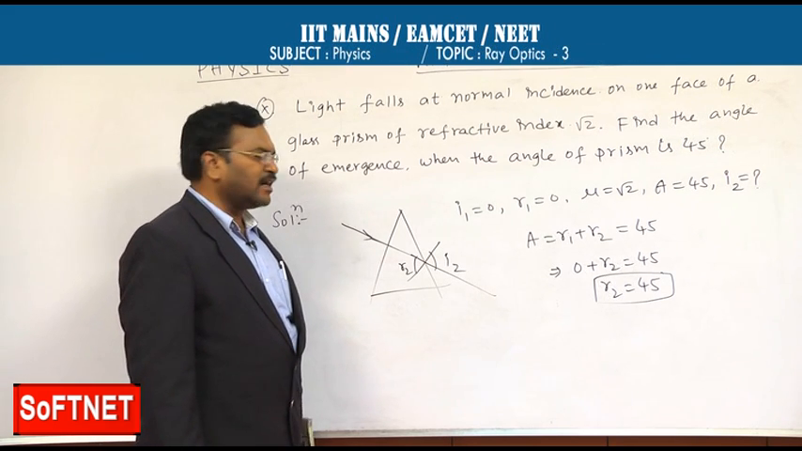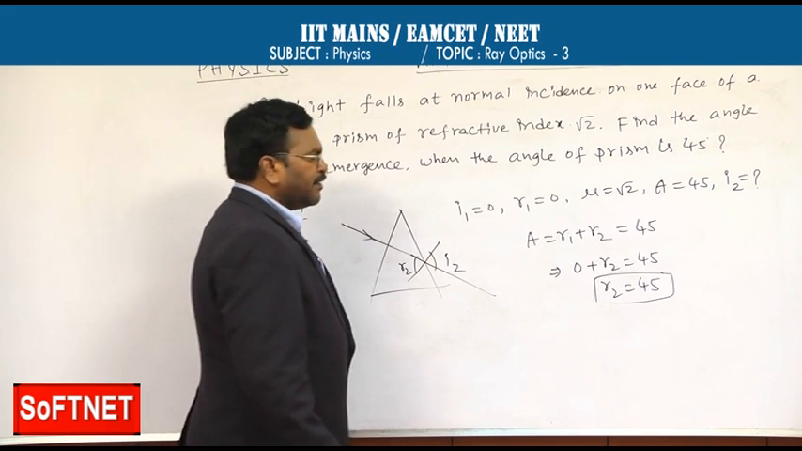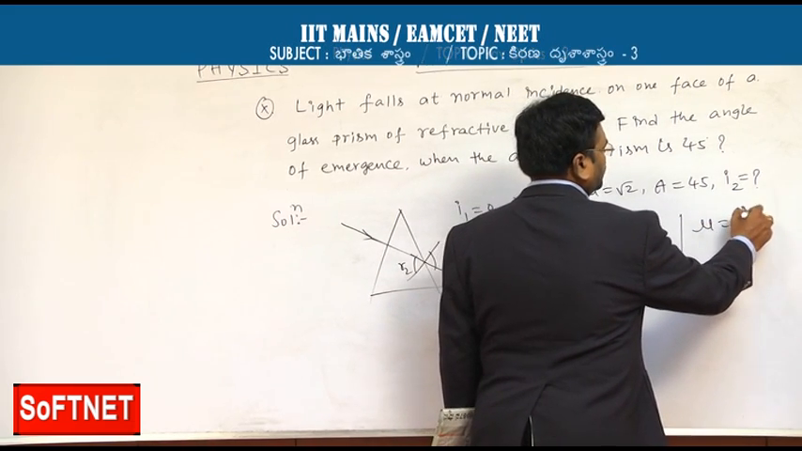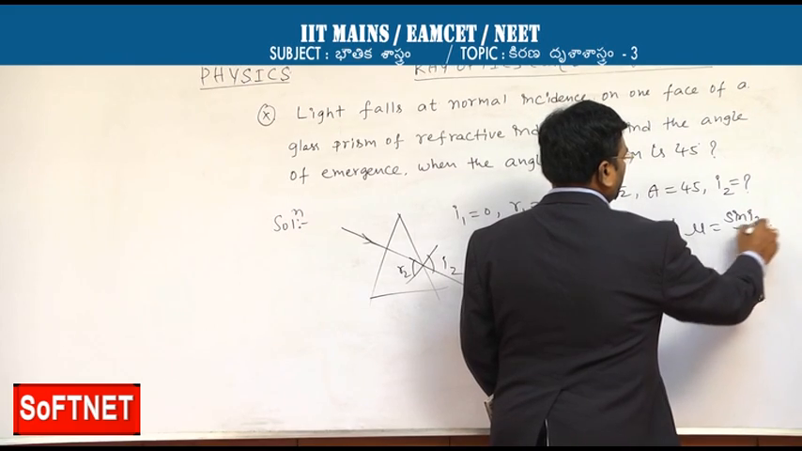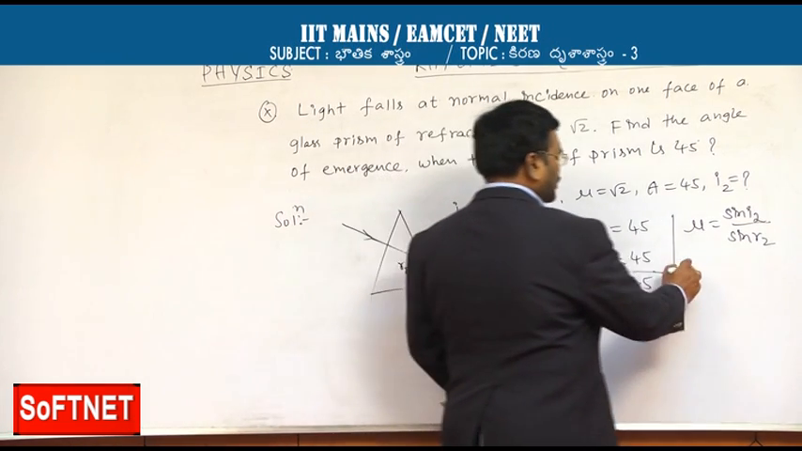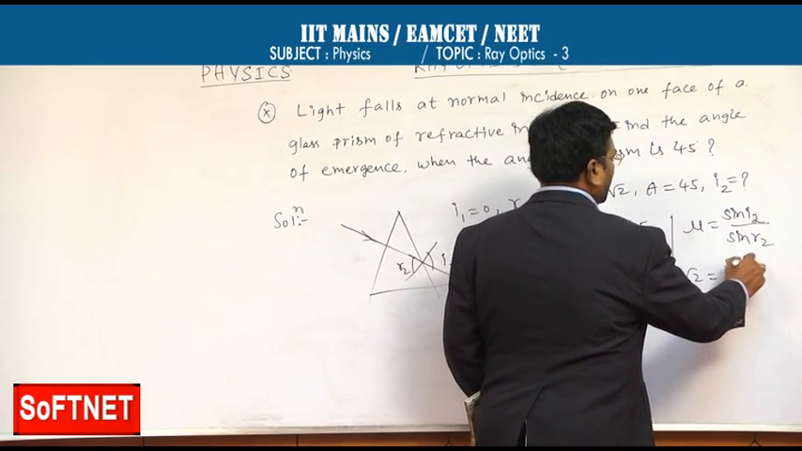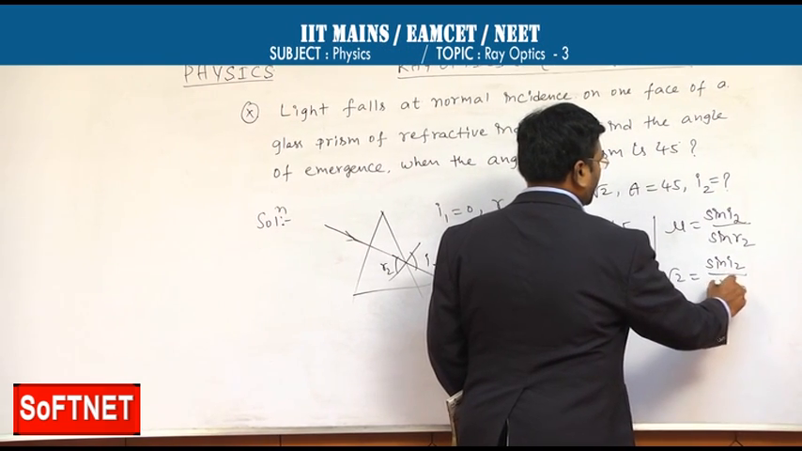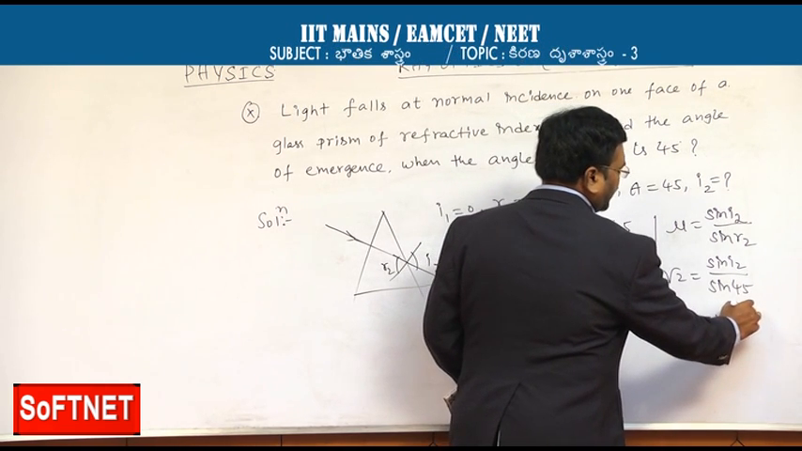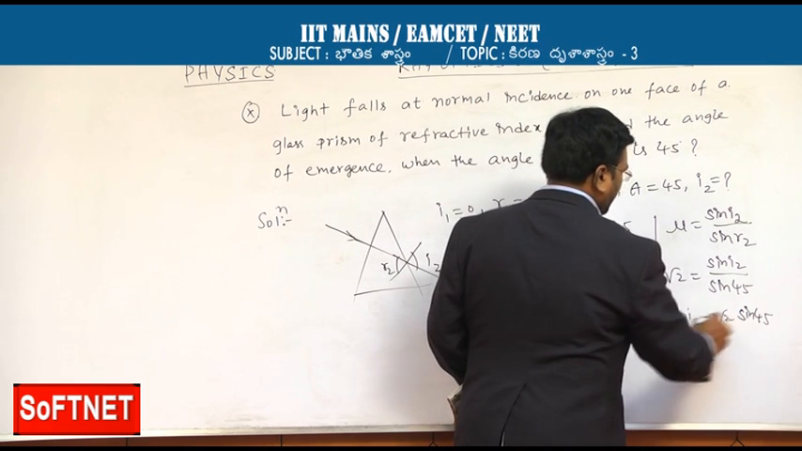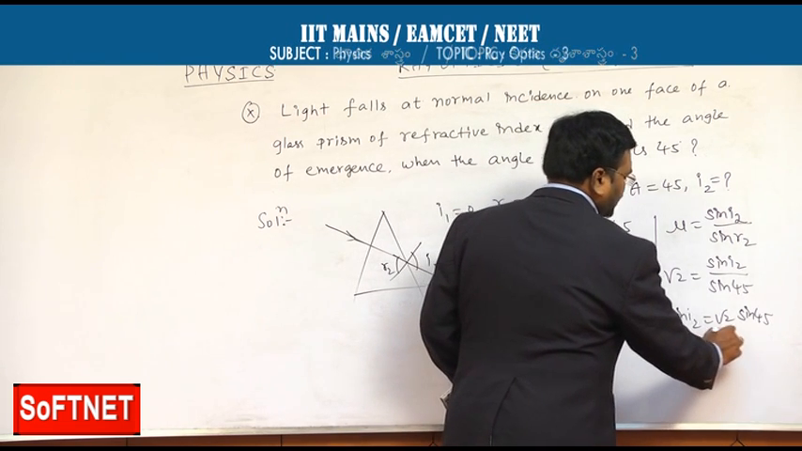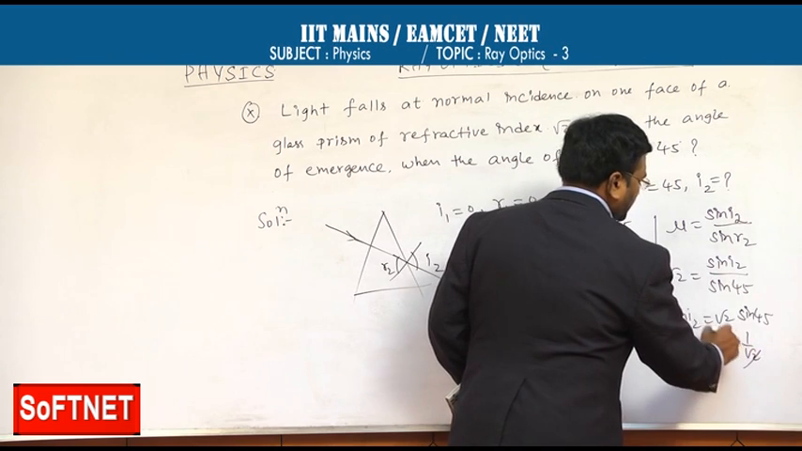Mu is equal to sin I by sin R. So now from this, mu is equal to sin I2 by sin R2. The value of mu is √2, so √2 is equal to sin I2 by sin R2, where R2 is 45 degrees. So sin I2 is equal to √2 into sin 45, which is √2 into 1 by √2. So √2 gets cancelled.